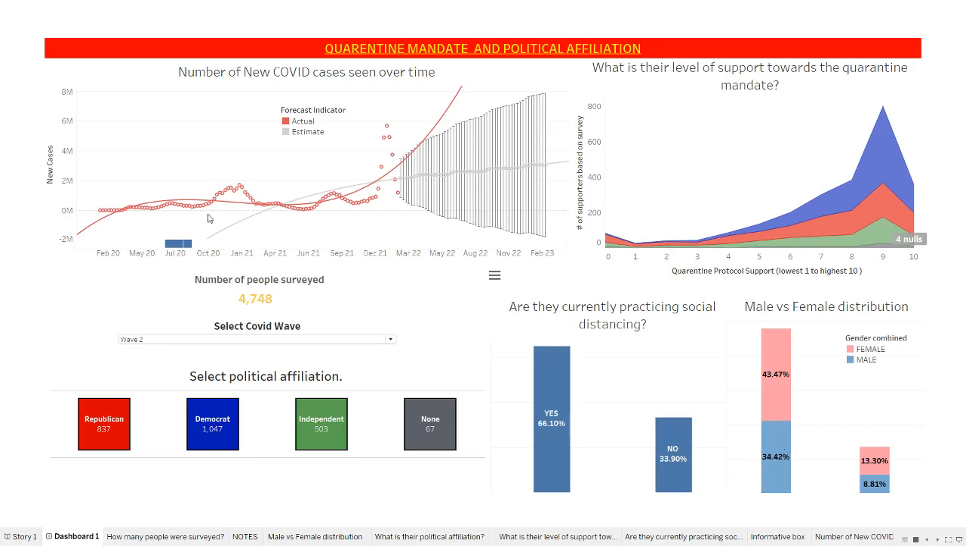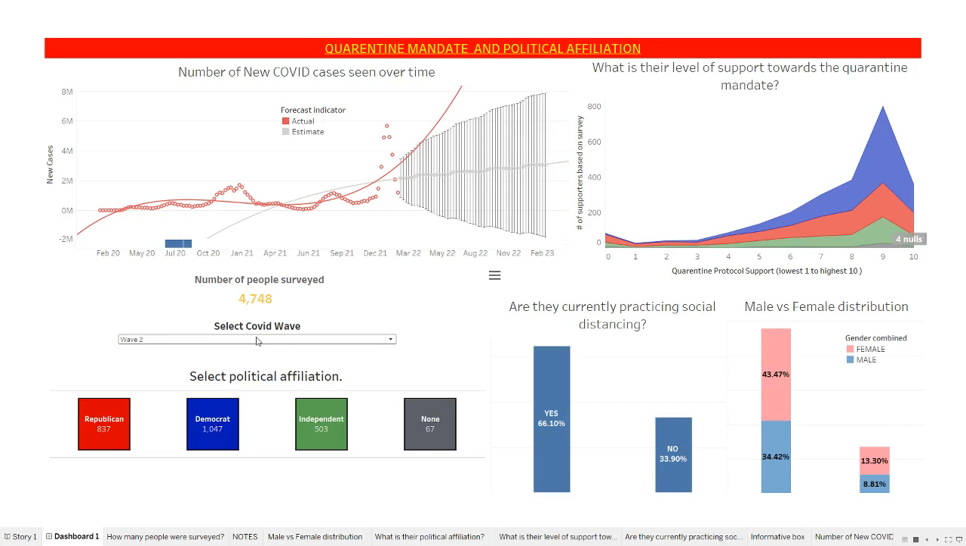Again, we need more waves of data. I actually had third wave data as well, but for some reason the data was corrupted, and I have reached out to the data creators for that data cleanup.